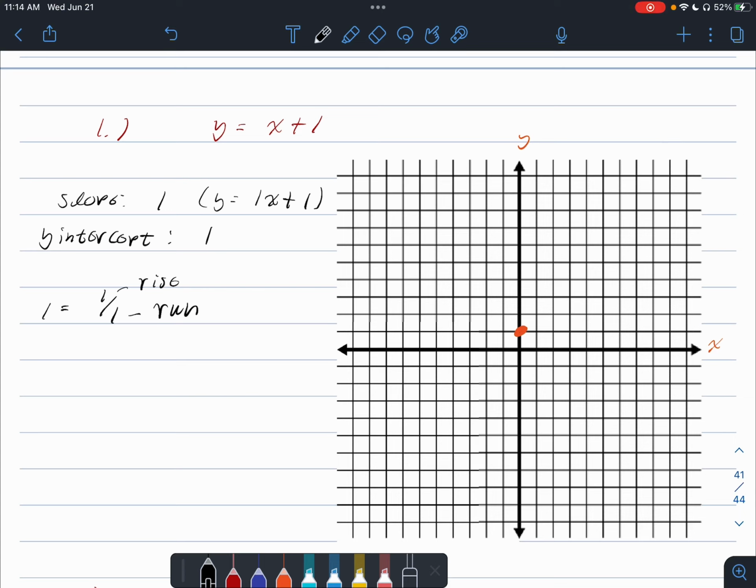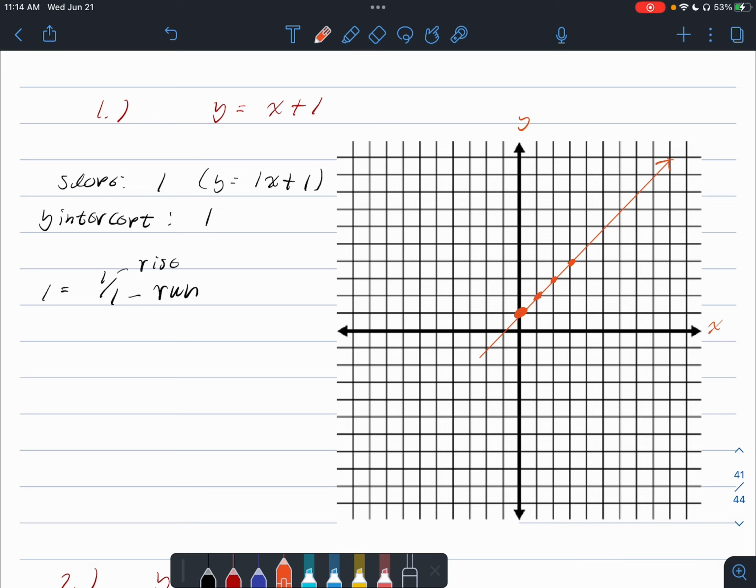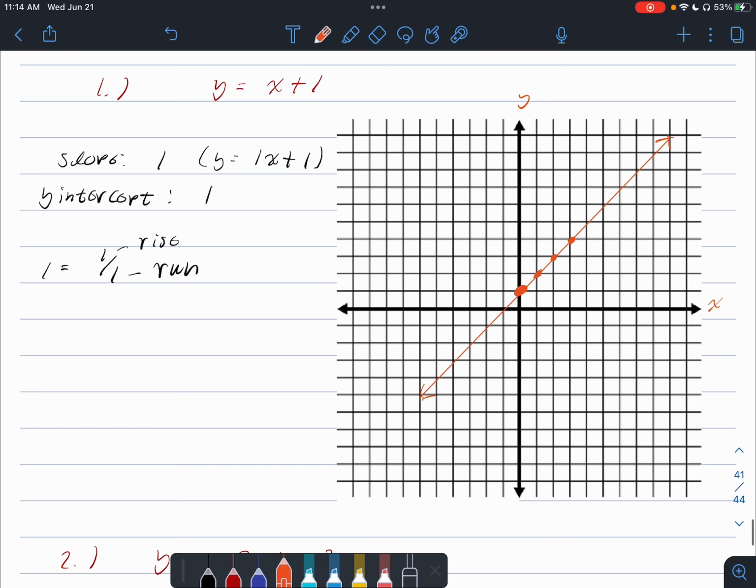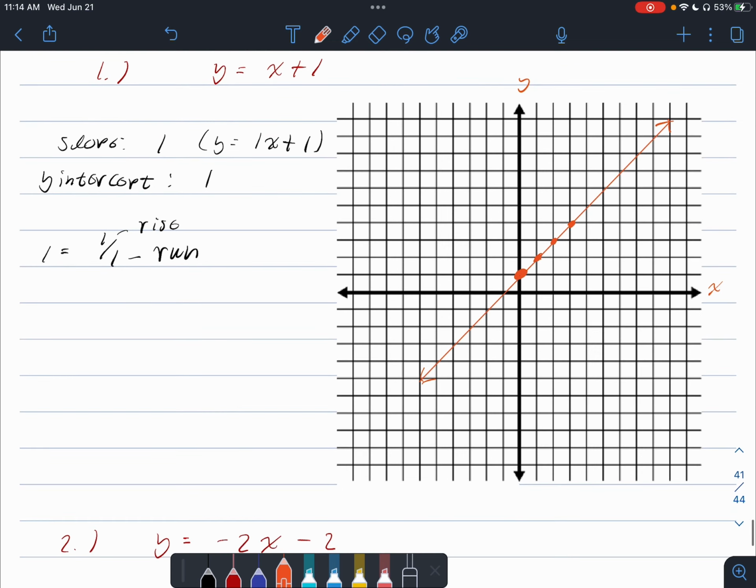Okay, and then once you've plotted a couple of points, you can draw a line through these points, and this is roughly what your line is going to look like. Okay, so that is how you would graph a basic line given slope-intercept form.